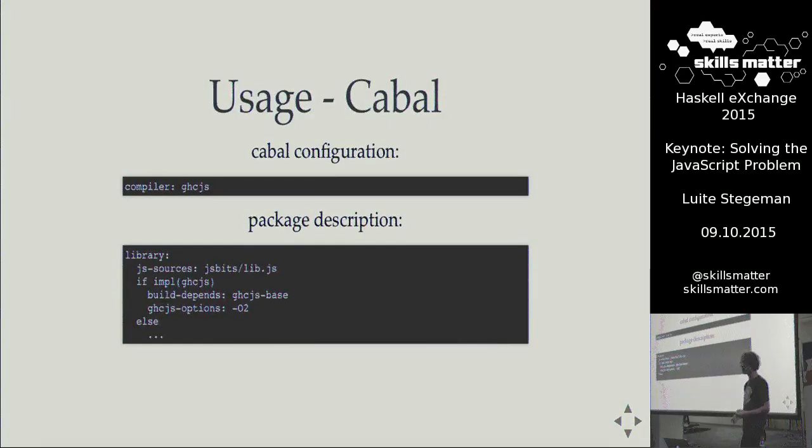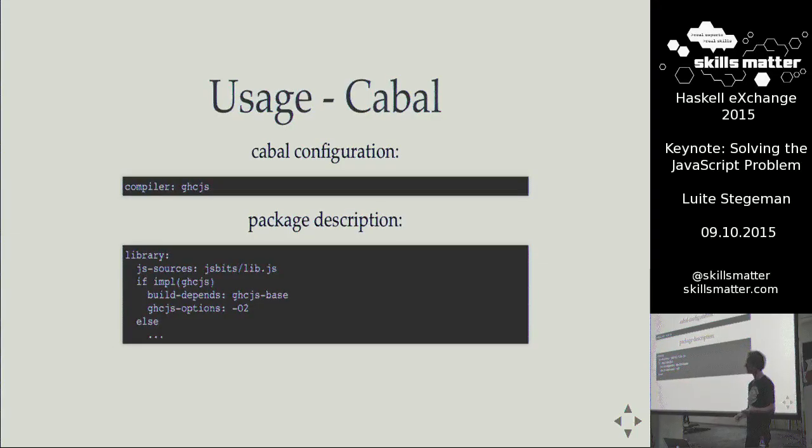Cabal support is also built in, Cabal 1.22, which comes with GHC 7.10. And if you have a project, you can, for example, set the default compiler for your project to GHCJS by creating a Cabal config file. And if you have a package description and you need specific handling for GHCJS, you can use the GHCJS implementation flag to check for the current GHCJS version. I should warn that GHCJS is treated as a derived compiler of GHC.